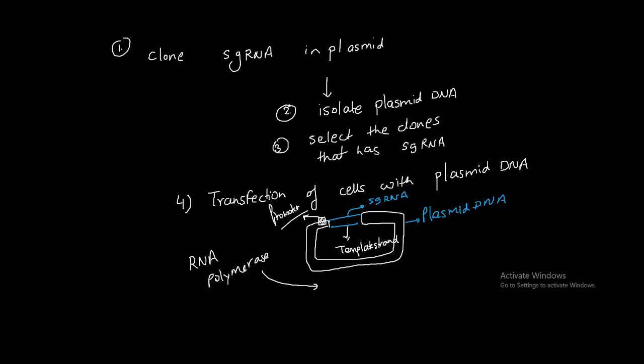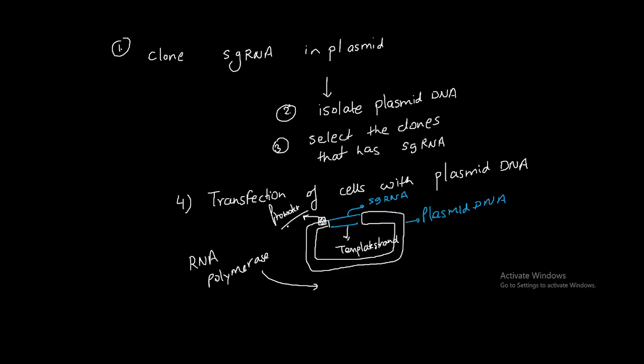So what you need to keep in mind in this particular thing is this plasmid DNA is double stranded. You are doing the transfection, then the RNA polymerase of the host cell will recognize one strand as a template strand. And how is it going to be recognized? So your sgRNA should be near the downstream of the promoter region.